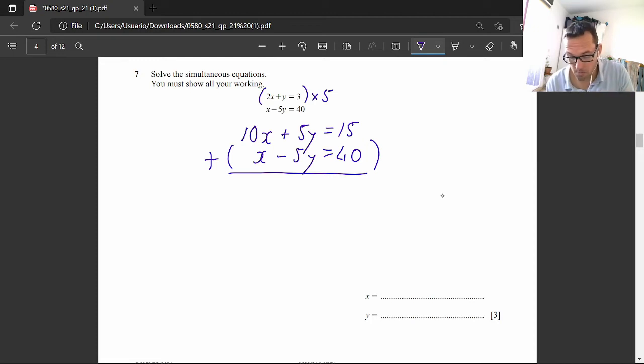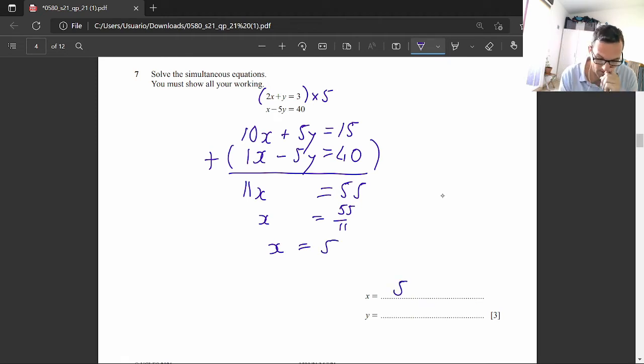So we do 10x plus 1x gives me 11x. 15 plus 40 is 55. It looks sweet because now if we divide 55 by 11, we get the x value, which is 5.